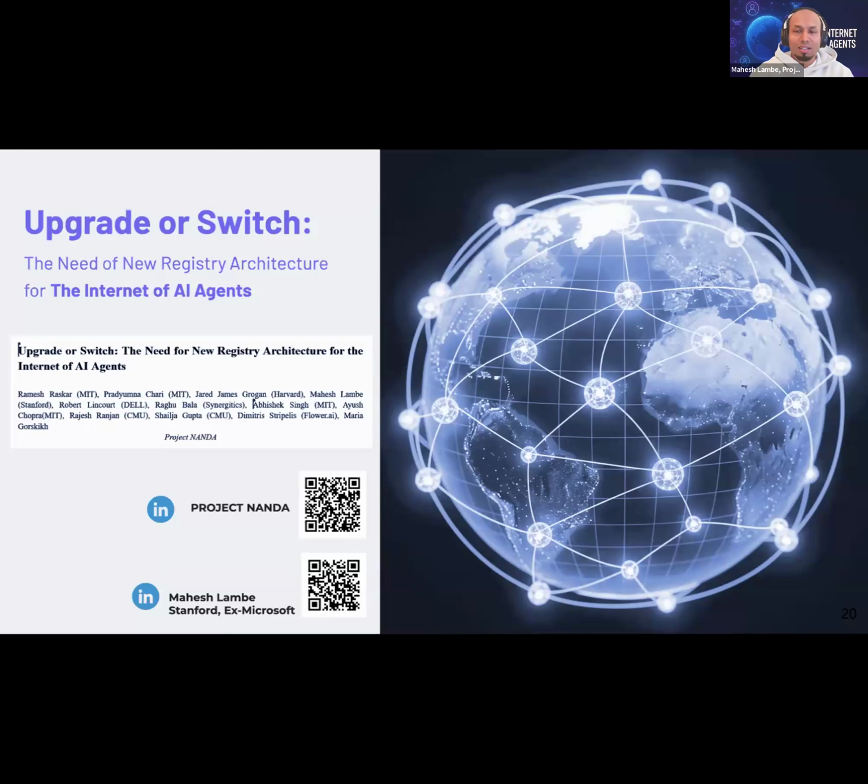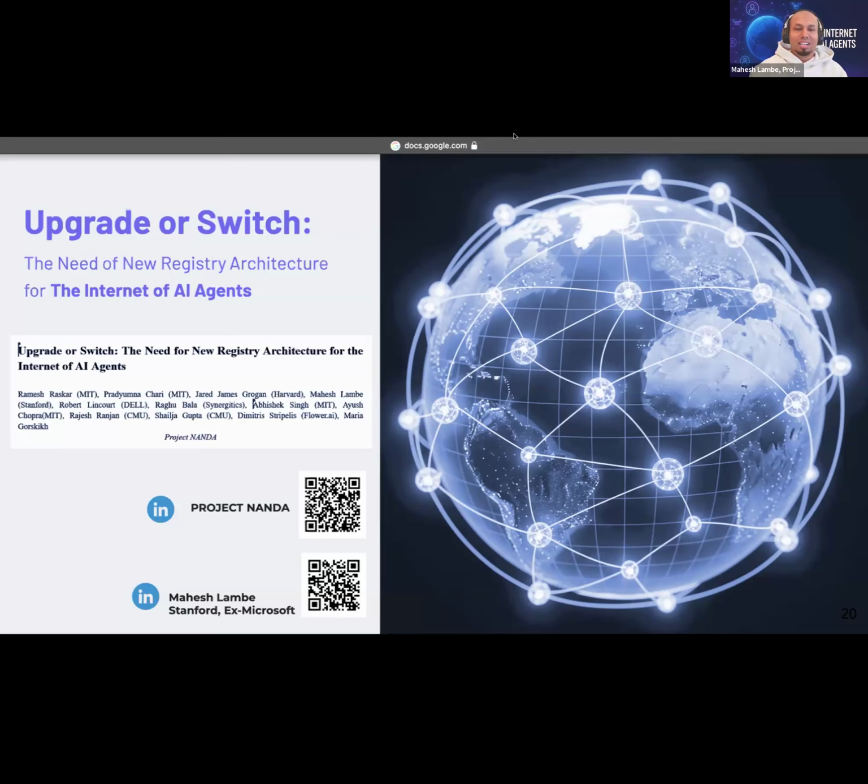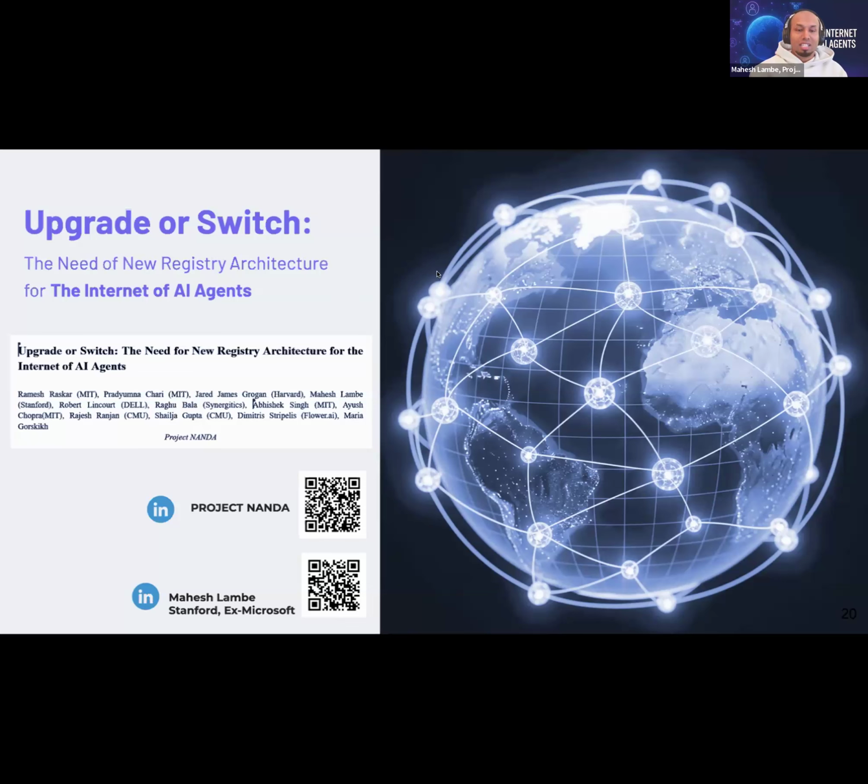But beneath it all, we need to pay attention to a most important foundational layer, a registry fabric. At Project Nanda, we have been diving deep into that foundation, researching the quilt of registries needed for the Internet of AI agents to function at scale, securely and autonomously. Today, we'll walk you through the crossroads we are at. Should we upgrade our legacy web stack or build something completely new to meet agent era demands? To the next slide, please.